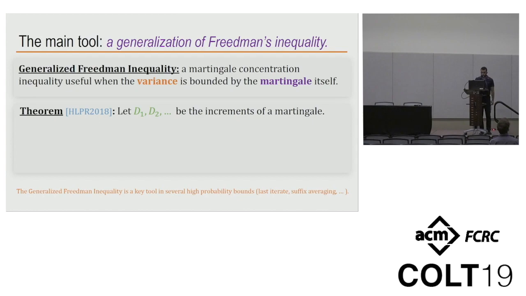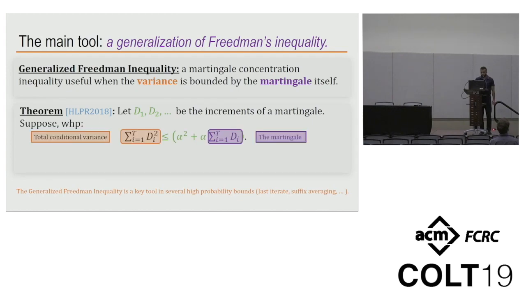More formally, if you let d_1 through d_i denote the increments of your martingale, and you have that the following recursive property holds, where the total conditional variance of your martingale is bounded by alpha squared plus alpha times the martingale, you can bound your martingale by alpha with arbitrarily high probability. And so in our paper, when analyzing the error of the final iterate, we extract a martingale with this recursive property, and therefore an application of the generalized Freedman inequality yields the statement of a high probability upper bound for the error of the last iterate.